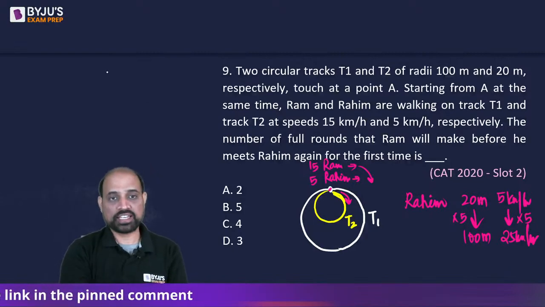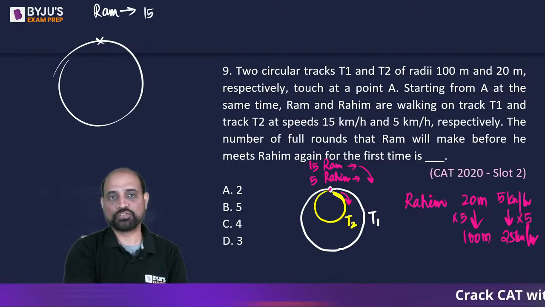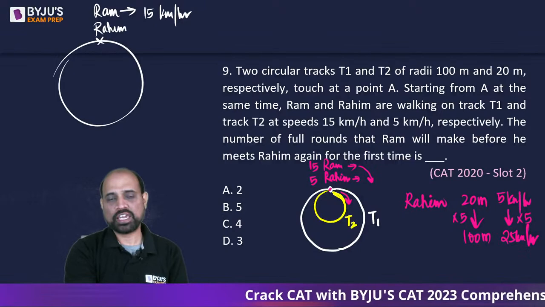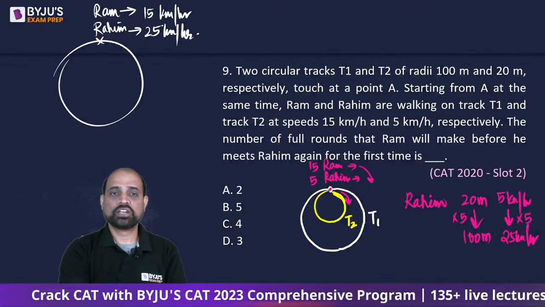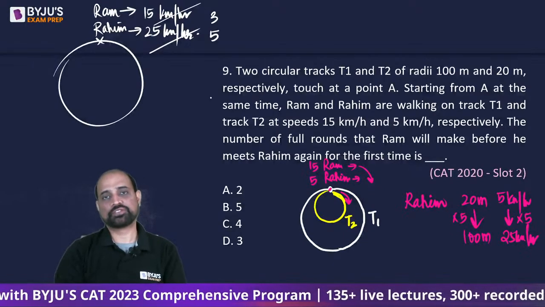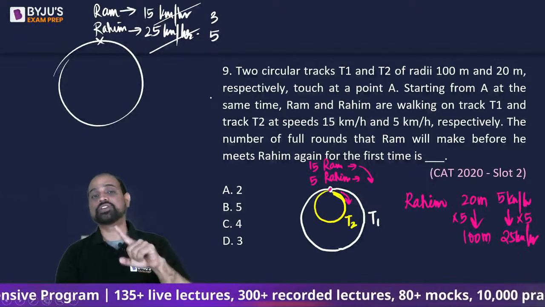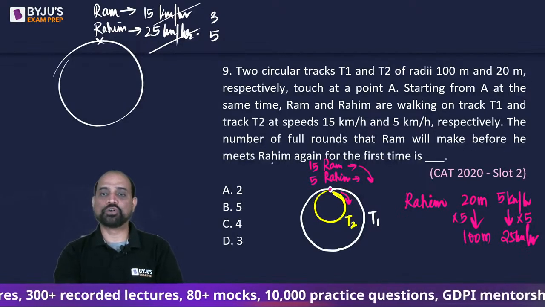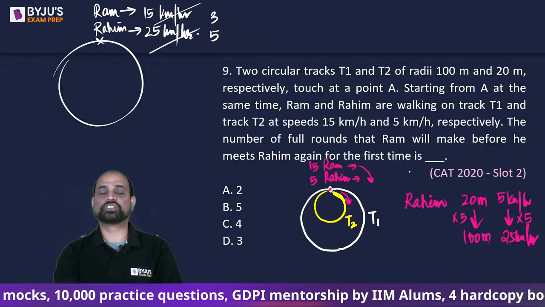So now the question changes that there is a single race track length and there are two people. One is Ram, who is running at the speed of 15 km per hour. Unit though doesn't matter. And then we have Rahim, whose speed is 25 km per hour. Right? The ratio of these two are 3 and 5. It means when Ram completes 3 rounds, Rahim will complete 5 rounds. Okay. Question is the number of full rounds that Ram will make before he meets Rahim again for the first time.